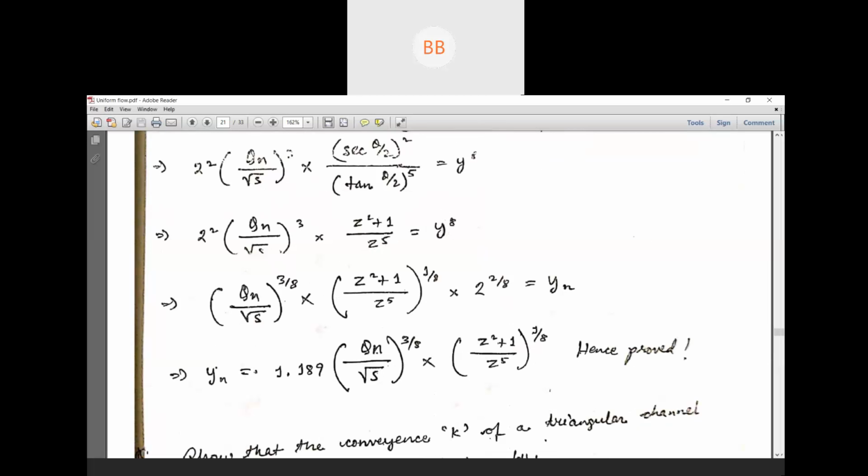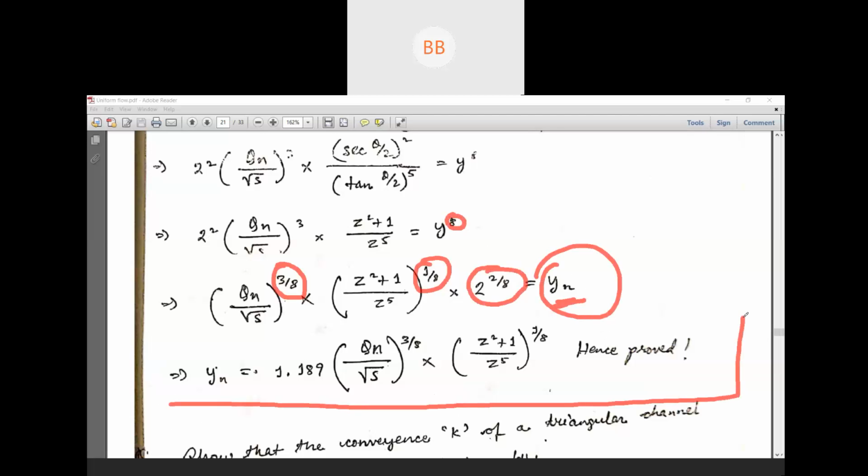I think you already know this, y to the power 8. So if we want to find y, we have to raise each and everything to the power 1 by 8. So it will be 3 by 8 here, also to the power 1 by 8, and 2 square becomes 2 to the power 2 by 8. Bring this y to the left hand side to get y. So after you solve, you will get this expression.